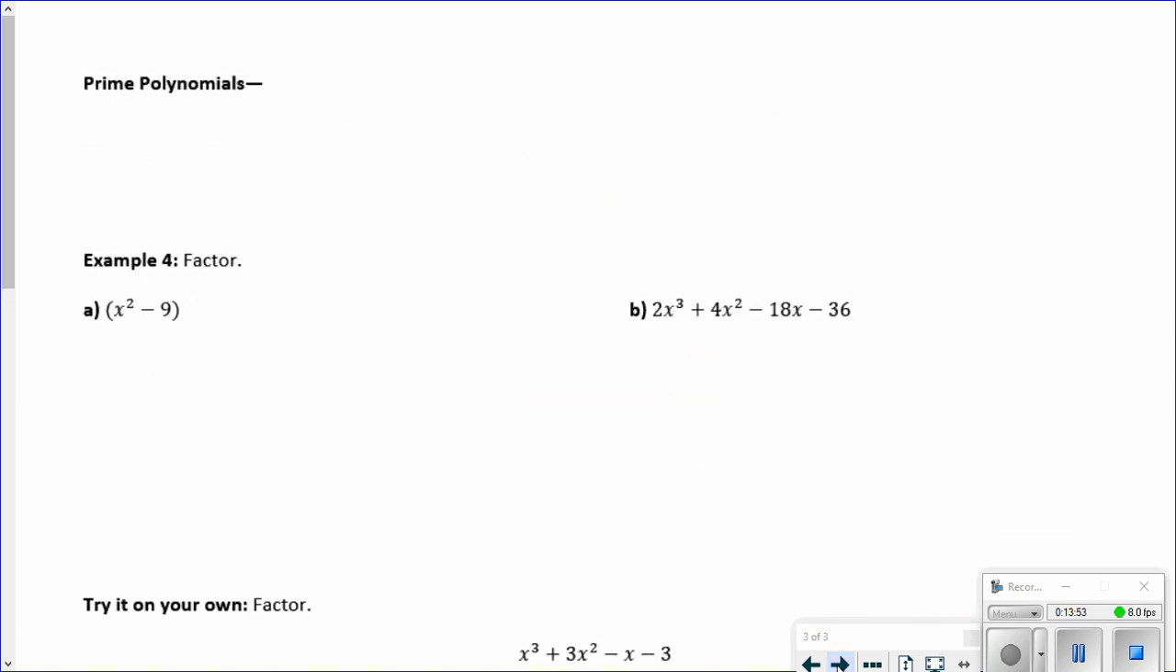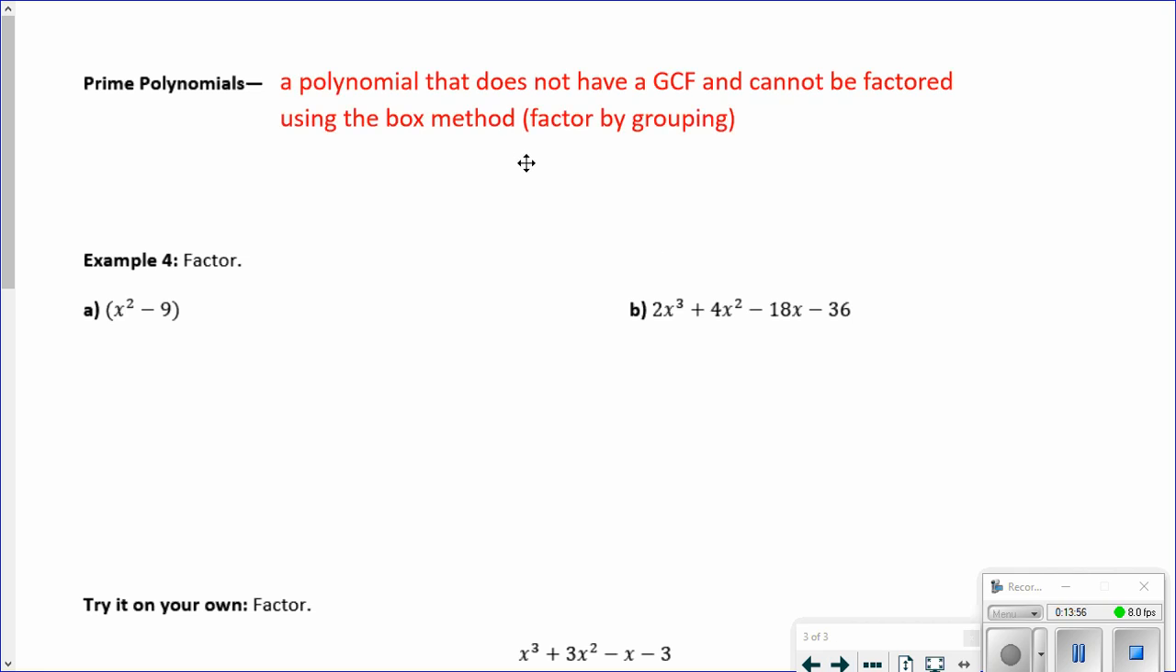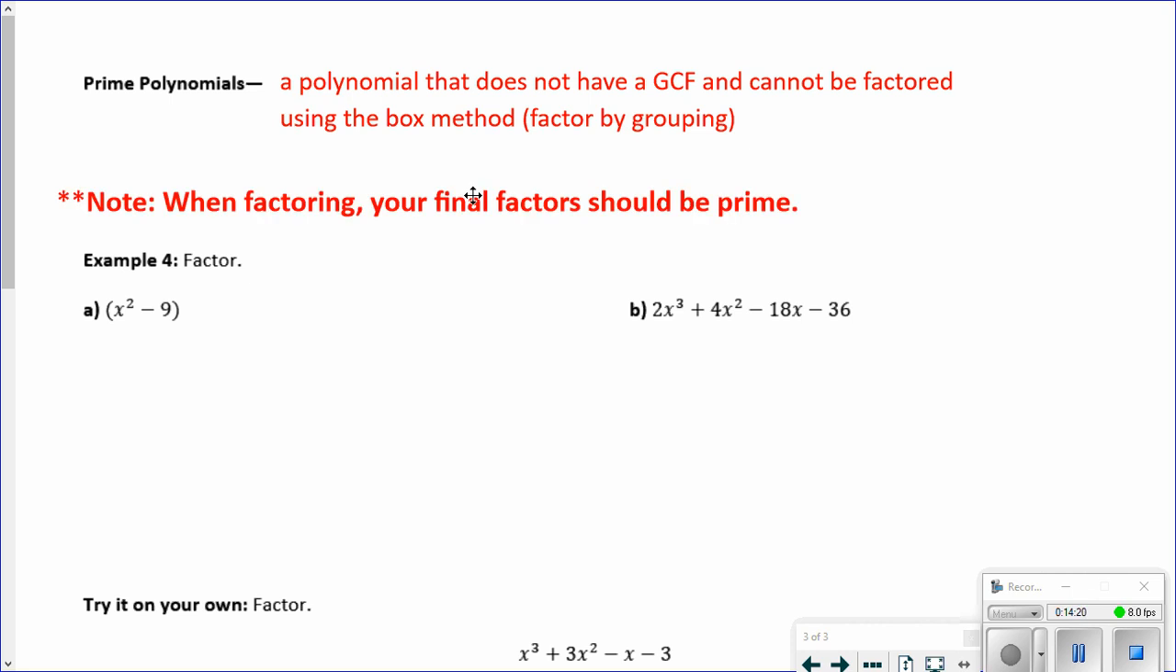When we can't factor something at all, that's called a prime polynomial. That means it can't be factored with the box method, like we saw, but it also doesn't have a GCF at all. So there's no kind of factoring going on. We're not doing GCF factoring or box method. That's when it's prime. You can't do anything to it. Now, just keep in mind, when we actually do get to factor something, our final numbers that we get should be prime, meaning they can't go any further. So, here's how we can check to make sure everything's prime.